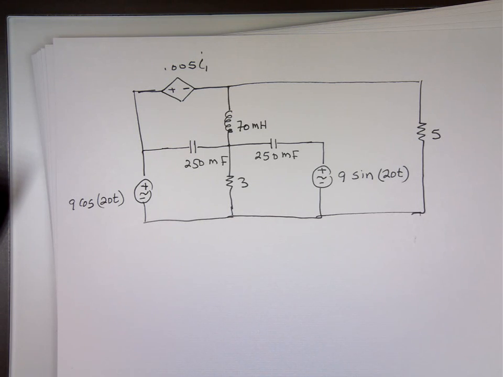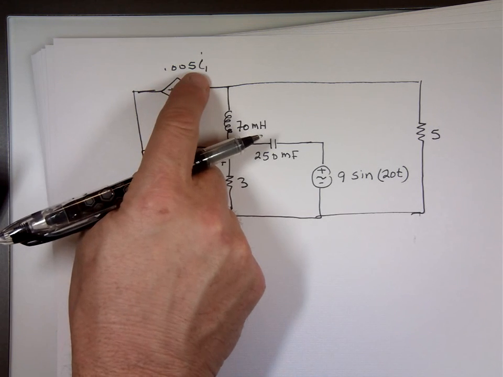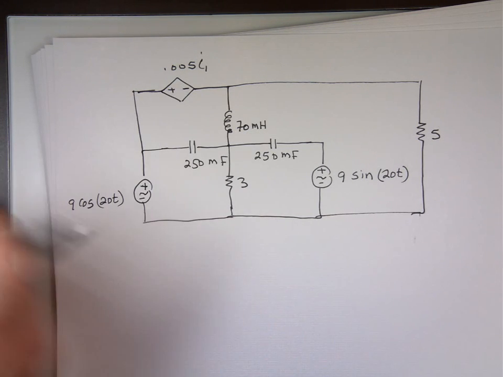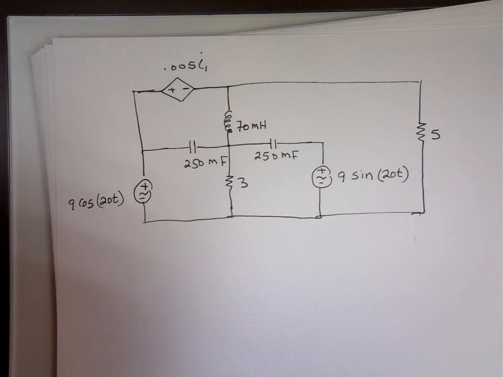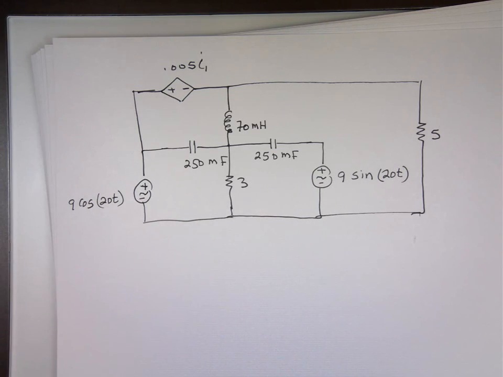They want this problem done with mesh equation. Me personally, I would say probably not the best choice. They don't define what I sub 1 is. That's another problem. Look in here, unless I'm blind. This is 0.005 I sub 1, but they don't tell you what I sub 1 is. The only I sub 1 they define is this I sub 1 for this loop.